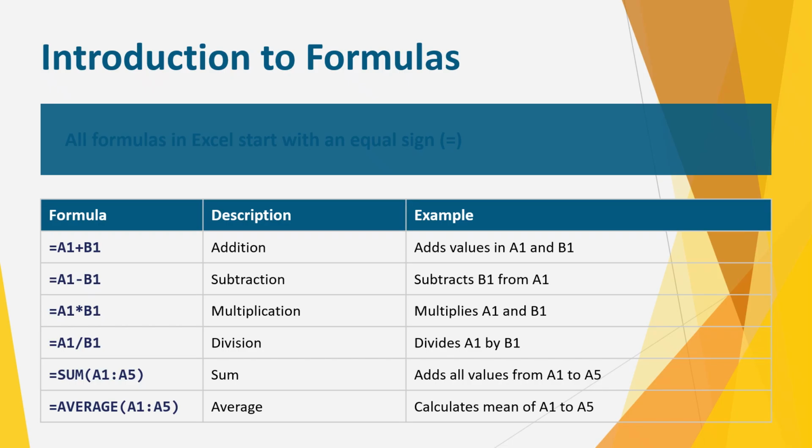But if you want to say from A1 to A5, that means A1 plus A2 plus A3 plus A4 plus A5, so you use this now. It is the same thing for using average.